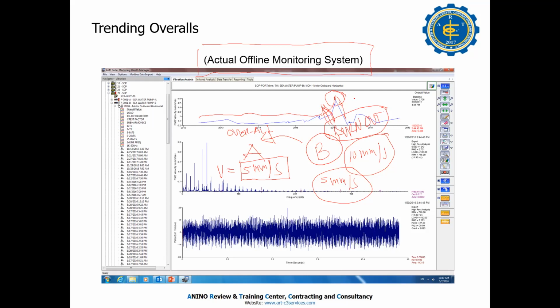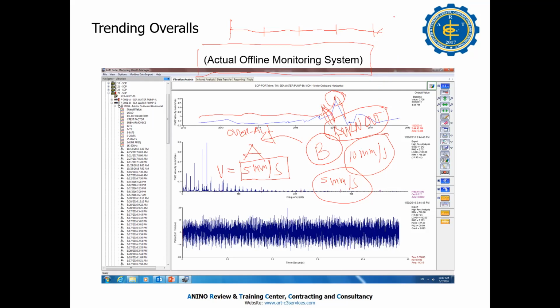So we checked the reading. What was the reading of B? Very low, 5. The monthly vibration reading was very low. So what happened? We are safe on our side, because the problem is not vibration. There's another problem.